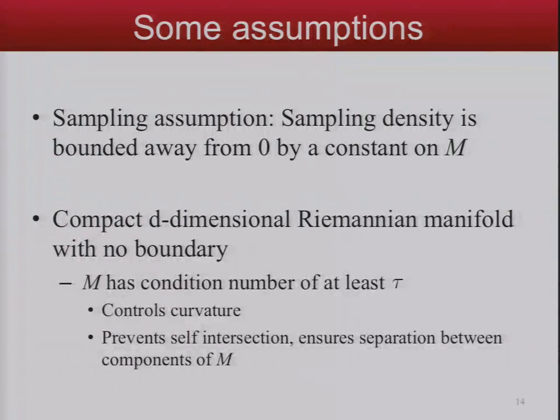All right, so let me introduce some assumptions. So the first one is a sampling assumption. Before I add noise to the points, the density has to be bounded away from 0 everywhere on the manifold. So what this means is that you should be able to see, in some sense, every part of your manifold. And the second assumption: the first part is just standard, it's compact, it's d-dimensional, it's Riemannian. And the most important assumption is that it has a condition number that's at least tau. And this condition number is an important quantity. It controls the curvature of the manifold. It also controls how near 2 distinct components of the manifold can be. So it ensures some sort of separation for you.